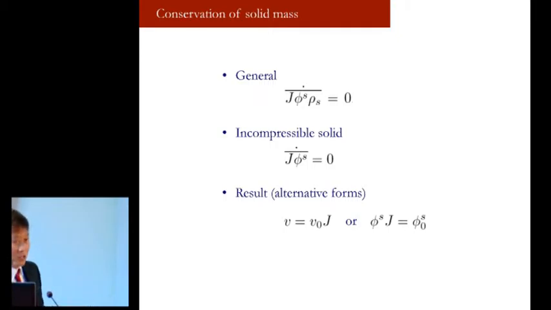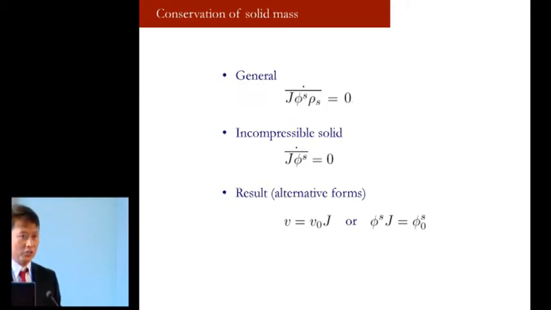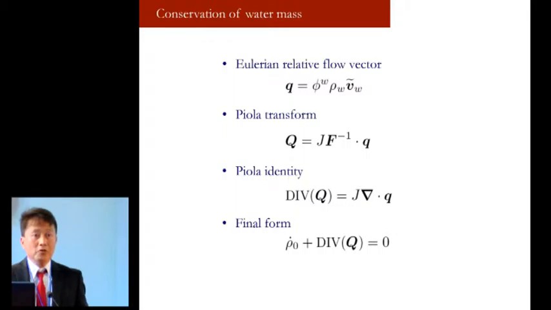Now, the result can be expressed in a number of alternative forms, which is nothing else but the integration of this material time derivative, where V here is the specific volume, that's the initial value, and J is the Jacobian of the solid phase motion. Also, we need to impose the conservation of water mass.